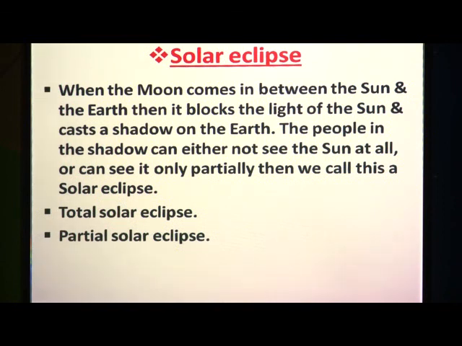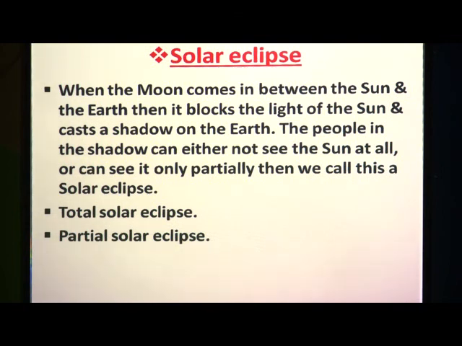The eclipse ends when the moon continues on its orbit and moves away. A solar eclipse lasts only for around 7 minutes. Keep in mind that a solar eclipse lasts only for around 7 minutes.